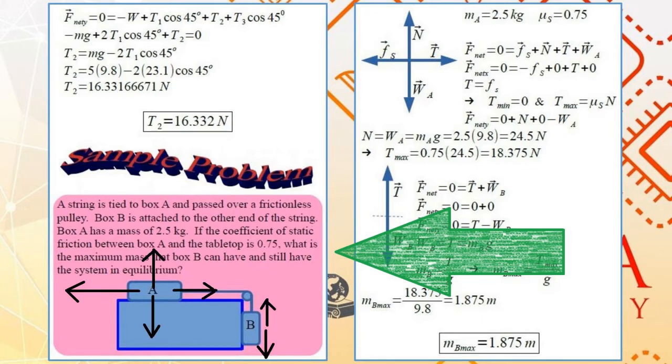So here you see the problem. The figure is already provided, so we don't have to draw the system from the problem. We can go to the next step of force analysis, identify the forces in the system. Here we have two objects, box A and box B. So we look at the forces affecting each object.